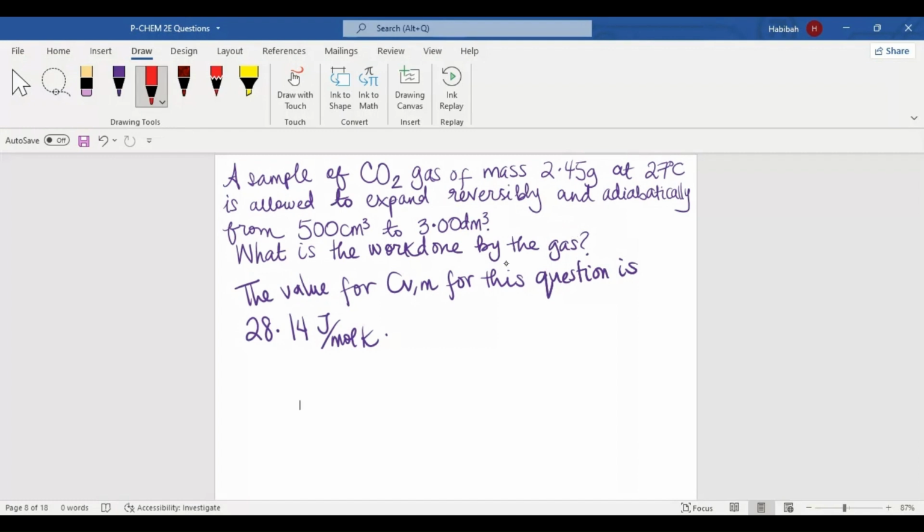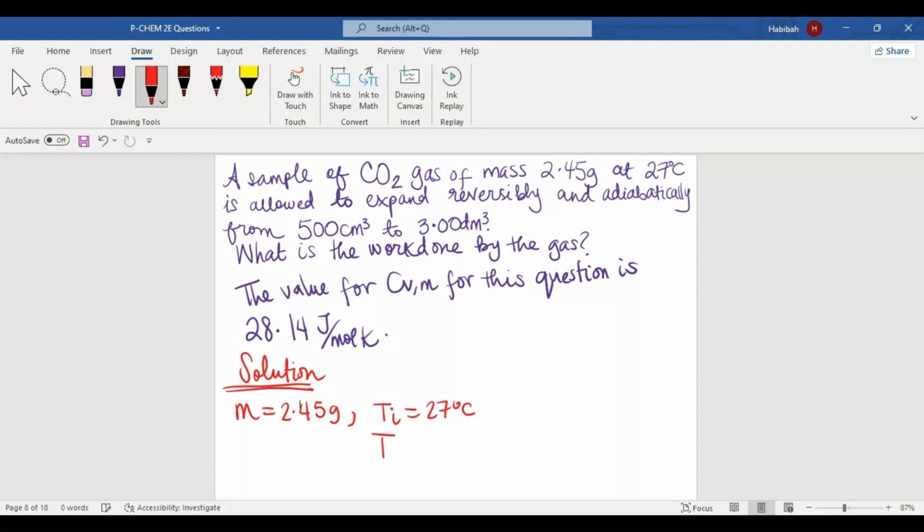What is the work done by the gas? The value for CV,m for this question is 28.14 joule per mole Kelvin. So the first thing you have to note for the solution is to write out all the parameters that we're given. We're given the mass to be 2.45 gram. We're given the initial temperature to be T initial equals 27 degrees Celsius.